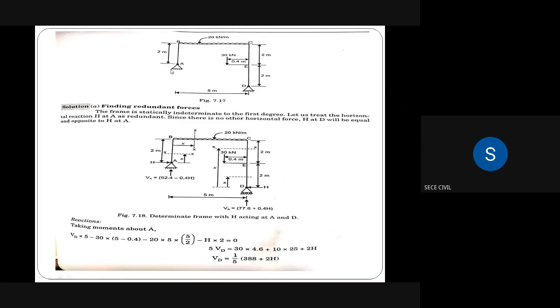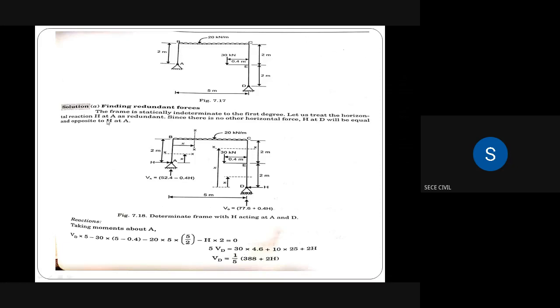Support A and support D are rigid supports. So two reactions act at support A and two reactions at support D. The total number of reactions is 4, and the equilibrium equations are 3. So 4 minus 3 is equal to 1. The given problem is of 1 degree of static indeterminacy. Solution: finding redundant force. The frame is statically indeterminate to the first degree.